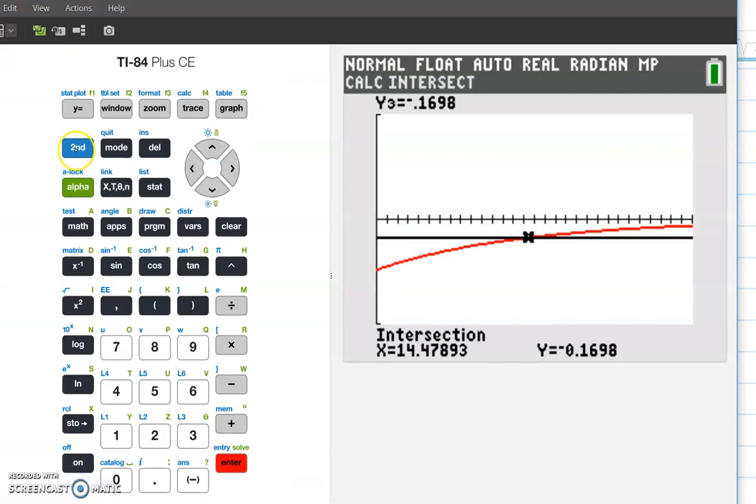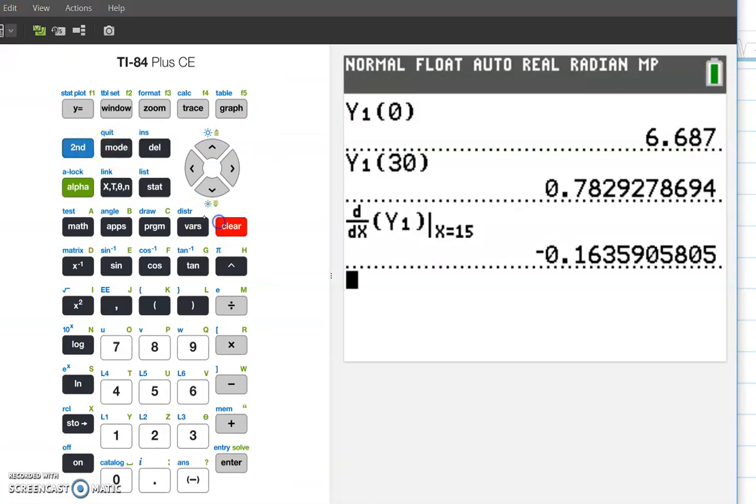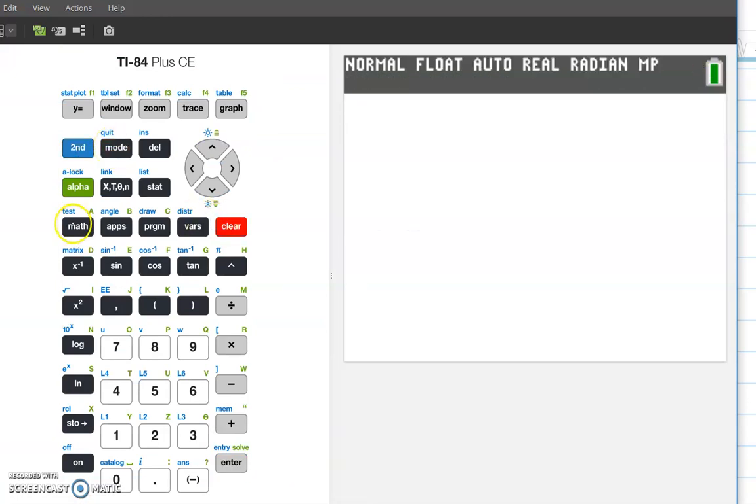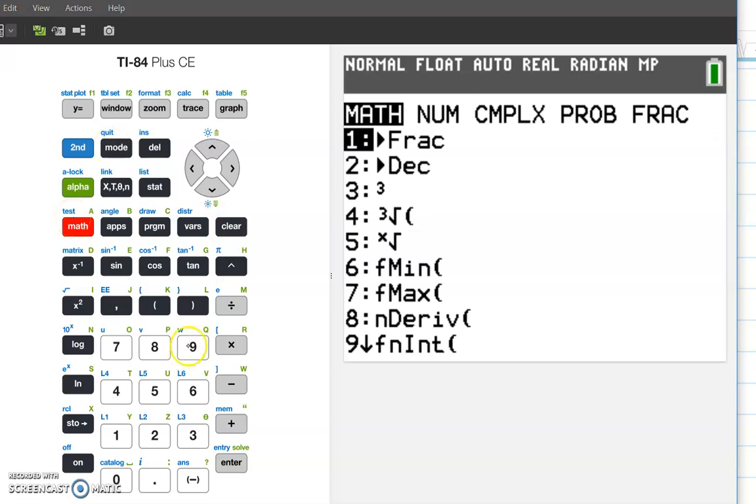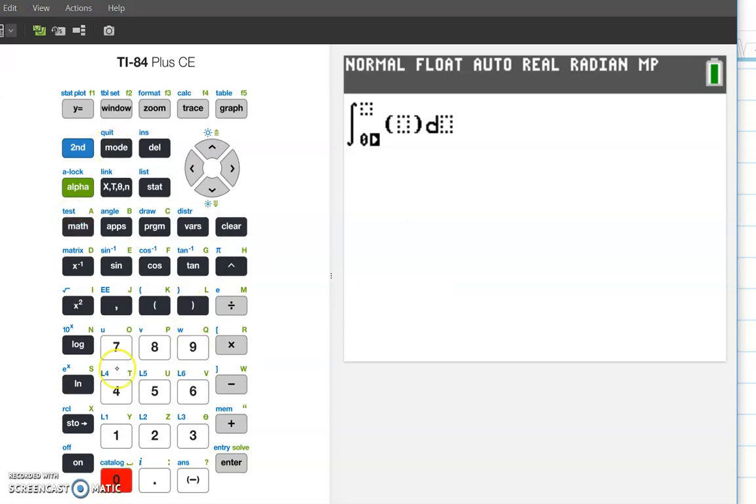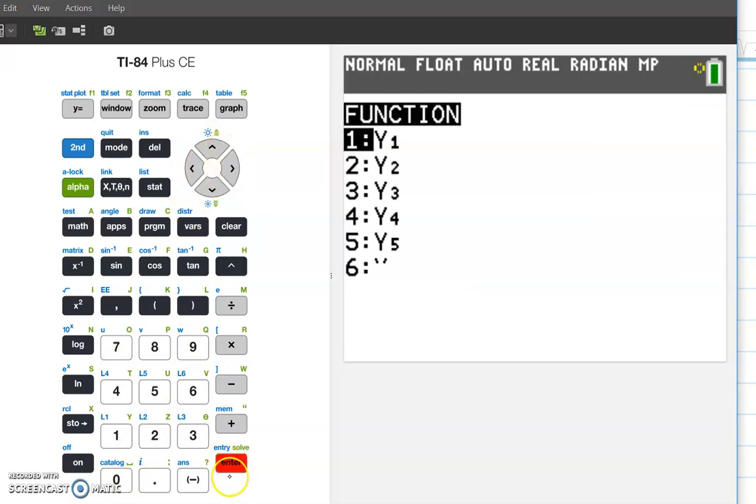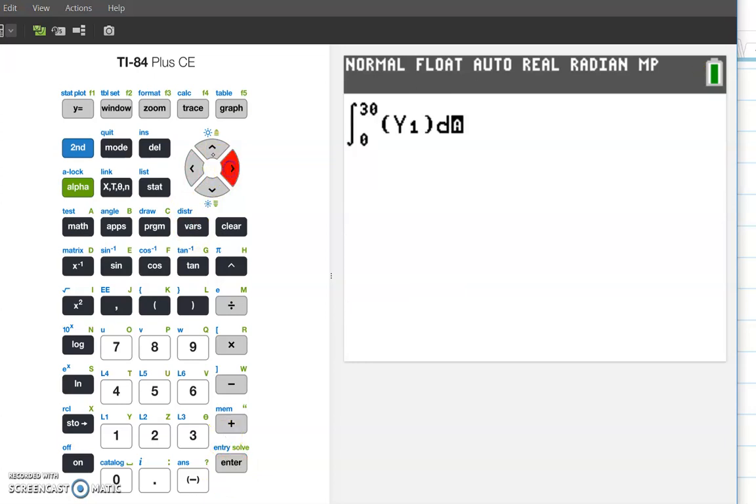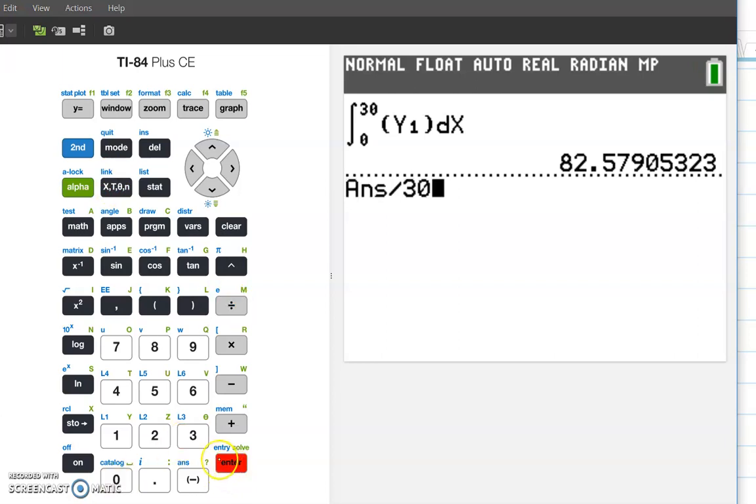So on my home screen, I'm going to do the integral from 0 to 30 of our function. And then I divide by 30. And that represents the average value over the 0 to 30 time interval.